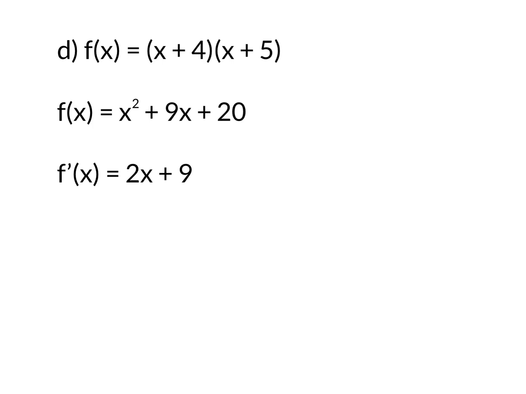Now we differentiate. Power down the front, so x squared becomes 2x. The 9x differentiates to 9, and the 20 differentiates to 0. So f dash of x is equal to 2x plus 9.